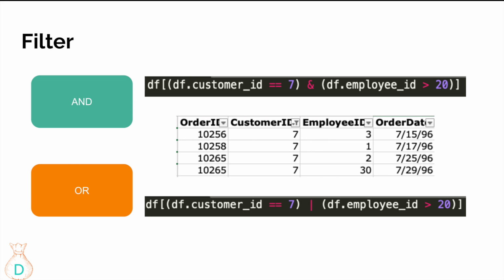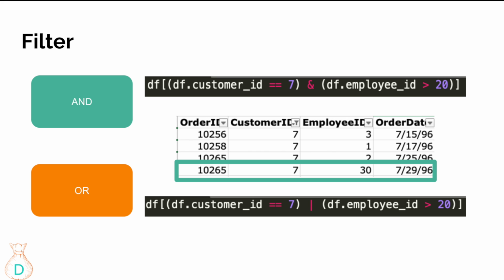depending on which rows we're selecting. So first, when we look at df customer ID equals 7 and employee ID greater than 20, in this situation that means both cases have to be true. So customer ID has to equal 7 and employee ID has to be greater than 20. In this case, only the last row will be picked because that's the only row that has customer ID equals 7 and also employee ID greater than 20. So for the and condition, the last row will be the only one that'll be picked.